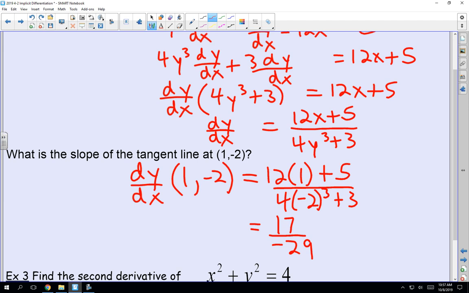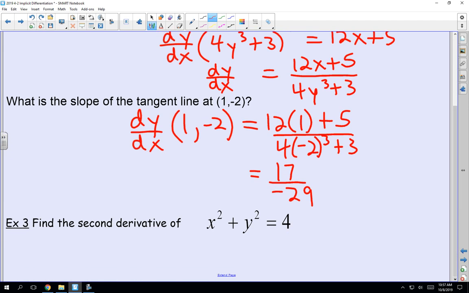That's it. So they do have some in the textbook where they ask you to plug in a point or set it equal to a slope or write the equation of the tangent or normal lines. But you're just plugging in an x and a y instead of just an x to get the slope.